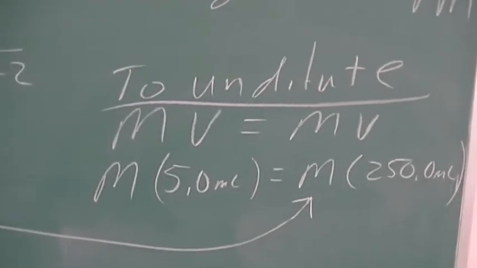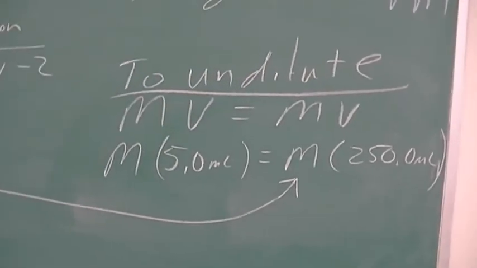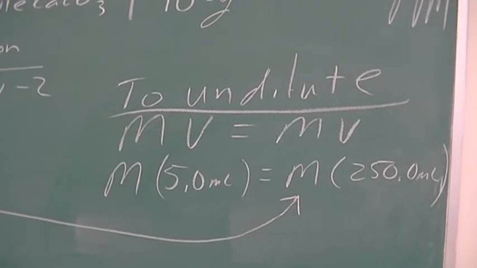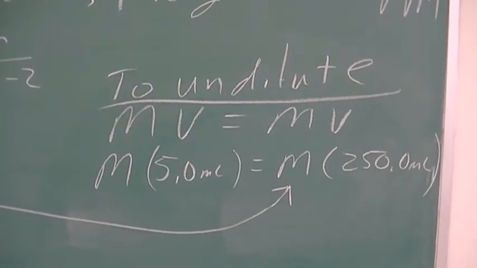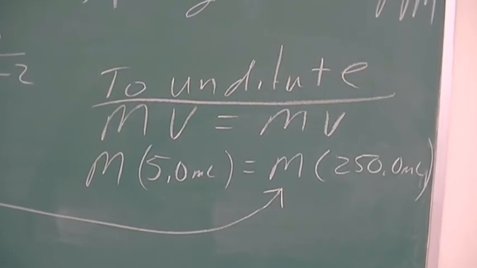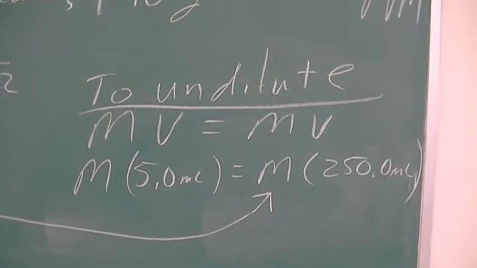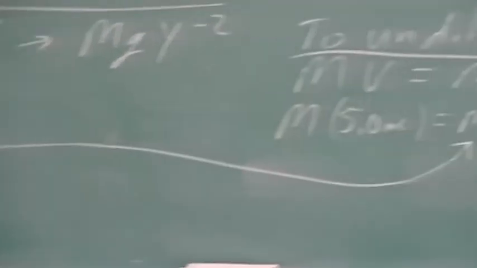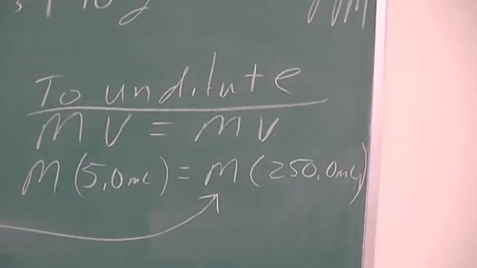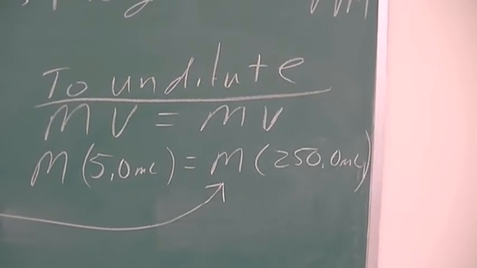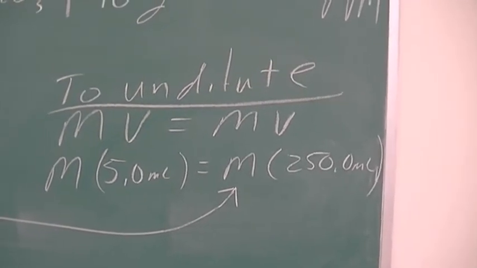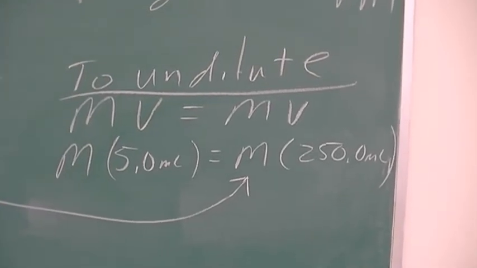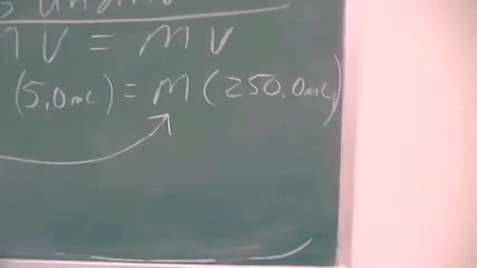So to undilute our unknown, we have the dilution MV is equal to MV. I want to know what is the molarity of the 5 mils that I took out, since I know the molarity of the 250 mils that I made. When you do the titration, that is the molarity of your 250 mils. And so again, when you have volume on both sides, as long as they are the same units, they will cancel. And so in this case, I left them both in milliliters. All right, so now we're ready to start the lab.